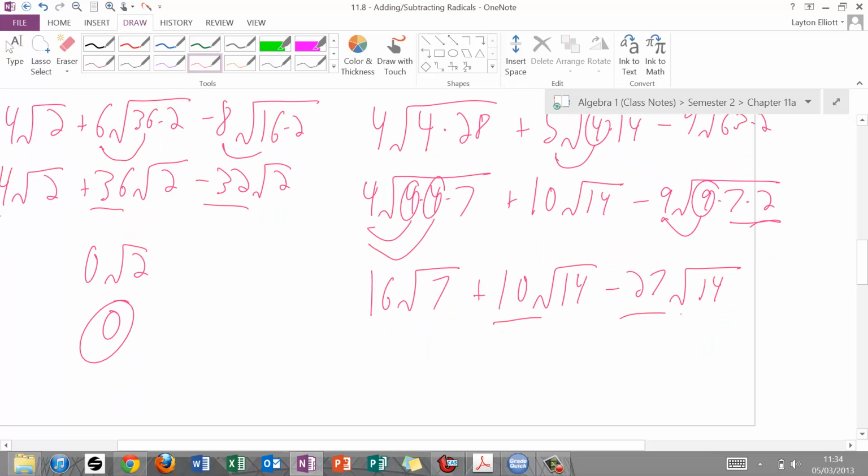I can combine these. I have 16 radical 7. 10 minus 27 is negative 17 root 14.